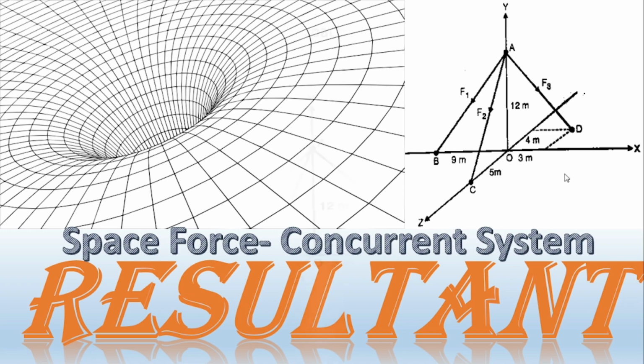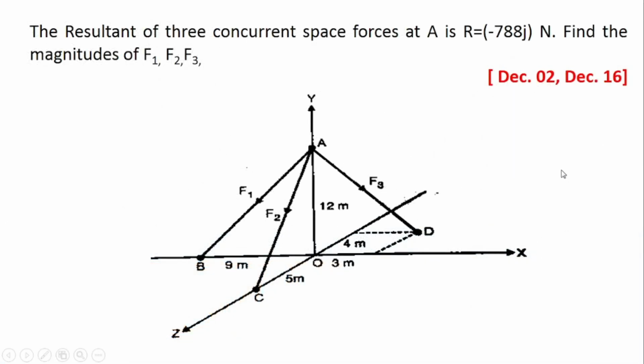So we'll see the actual problem. This question was asked in Mumbai University in the year 2002 and '16. The statement is: the resultant of three concurrent space forces at A is given and its value is equal to minus 788 J in Newton. Find the magnitude of F1, F2, F3. So the magnitudes of forces F1, F2, F3 are unknown and the resultant value is given.